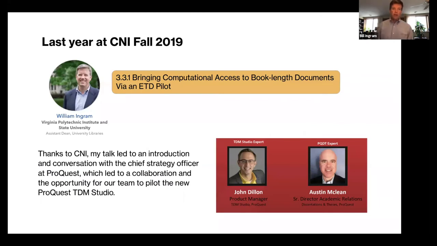So those of you who were at CNI last year might remember that I gave a talk about this project, about bringing computational access to book-length documents. After the talk, I was approached by the chief strategy officer at ProQuest. And I had mentioned in the talk that we were interested in the ProQuest subject categories for doing automatic classification. And so we had a nice conversation, and that led to me meeting the team that is responsible for the new TDM Studio, so text and data mining studio at ProQuest. And so that led to conversations with, among others, the two folks that I've got on this slide, John Dillon and Austin McLean. I'd actually known Austin before, but this opened up a collaboration, which led to a pilot of their new software. So this talk is about that pilot.